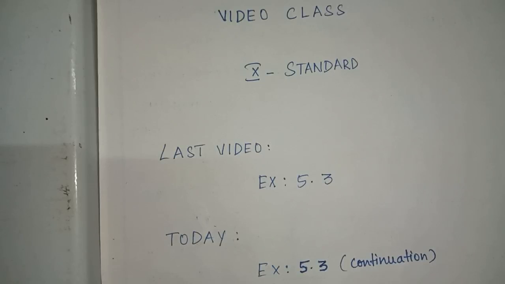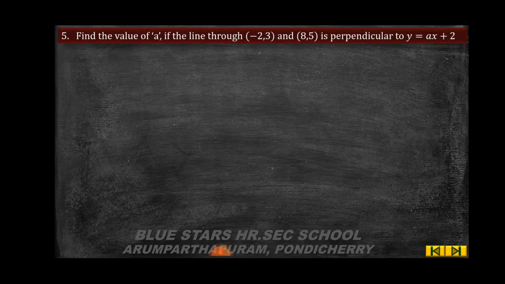In the last video we saw exercise 5.3. Today we are going to see the continuation of exercise 5.3. Find the value of a if the line through (-2, 3) and (8, 5) is perpendicular to y equals ax plus 2.